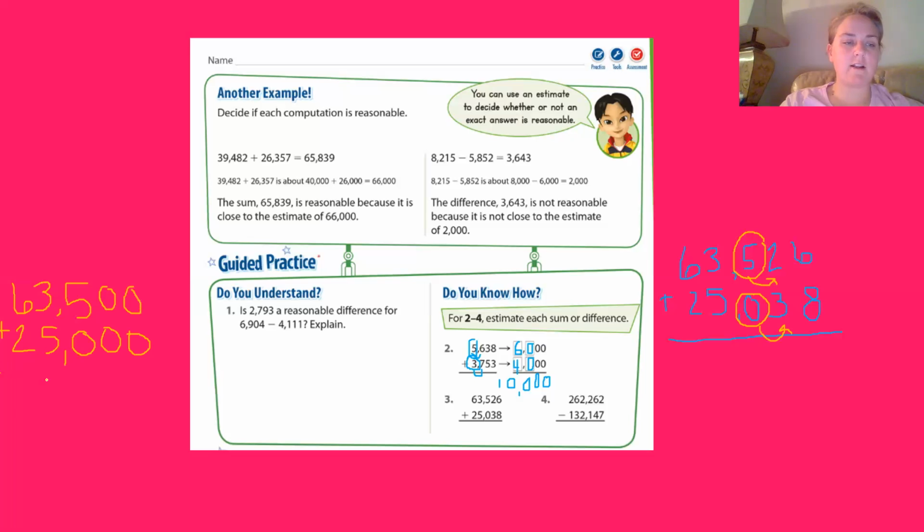Then I'm going to go ahead and add. So 0 plus 0 is 0. 0 plus 0 is 0. 0 plus 5 is 5, my identity property. 3 plus 5, so 3, 4, 5, 6, 7, 8. And then 6 plus 2, 6, 7, 8. So it would be 8. So my estimated answer would be 88,500.